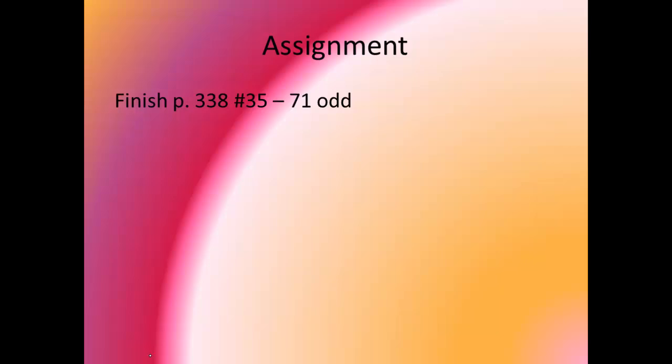So the assignment you should be finishing up is page 338. It is 35 to 71 odd. They start with, can you find zeros and factor, and then it ends with these multiplying ones.